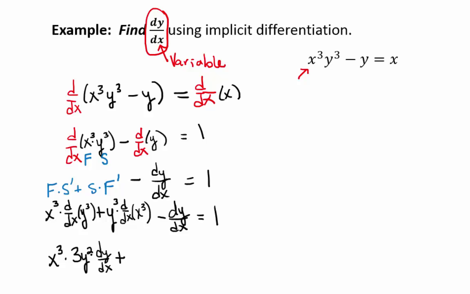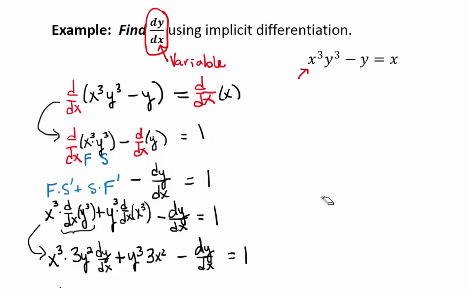Okay? All right, now we have y cubed times, what's the derivative of x cubed with respect to x? Just 3x squared. We don't need to multiply times the derivative of x. It's just going to end up being 1 anyway. Minus dy dx equals 1. Okay, so let's just pause for a moment because we have differentiated. Why is that not our answer? What were we actually asked to find? dy dx. dy dx equals something. How do we find that?